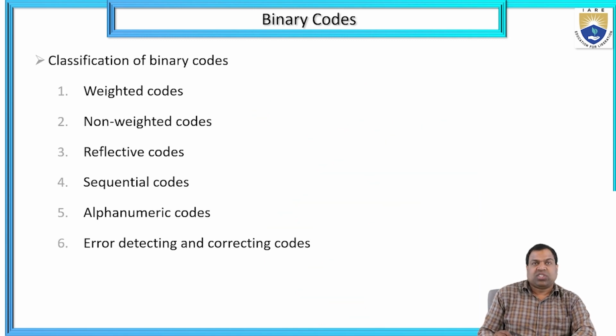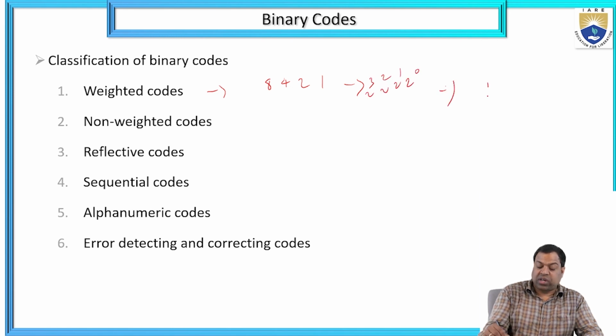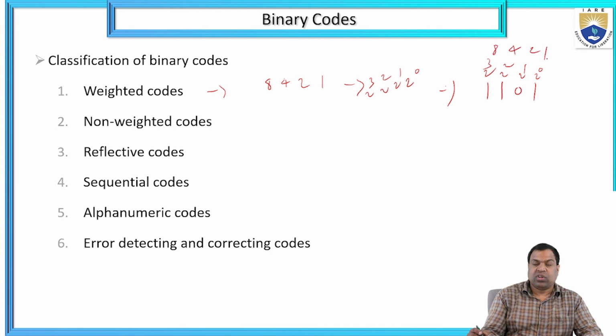And what are the classifications of binary codes? There are many types of binary codes: weighted code, non-weighted code, reflective code, sequential code, alphanumeric code, and error detecting and correcting codes. So there are 6 types of binary codes. Weighted codes means we have to give some weight, for example the 8421 method. Weighted code means 2 power 0, 2 power 1, 2 square, 2 cube, like this. Suppose I have 1101. What is the weight of this? 2 power 0, 2 power 1, 2 square, 2 cube, that means 8, 4, 2, 1. So we are giving proper weight to the code. That is a weighted code.